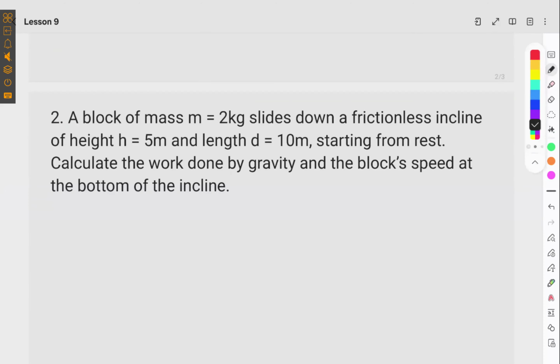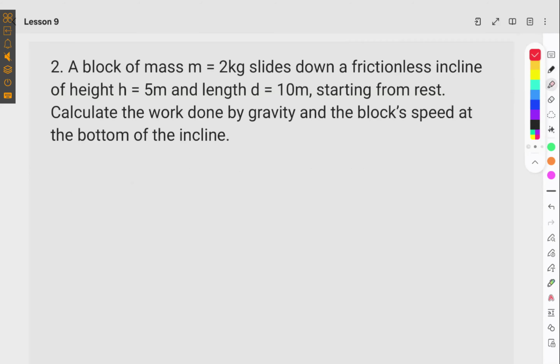It says here that a block of mass equal to 2 kilograms slides down a frictionless incline of height 5 meters and a length of 10 meters, starting from rest. Calculate the work done by gravity and the block's speed at the bottom of the incline. Suppose you have an incline like this.